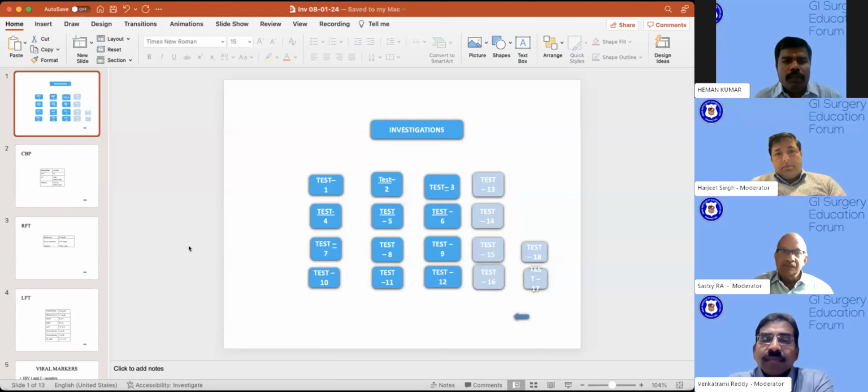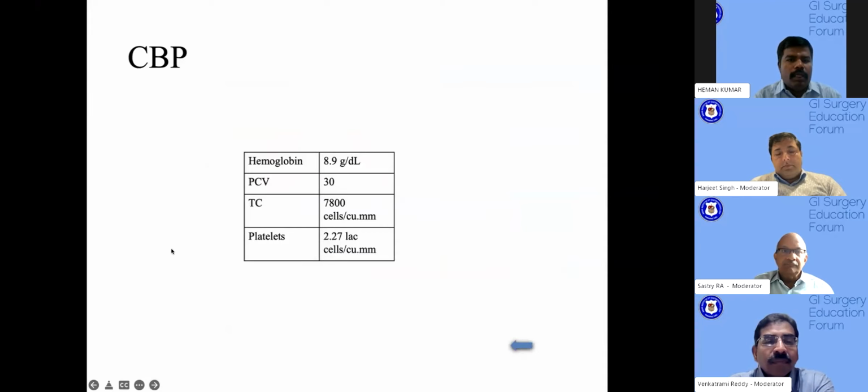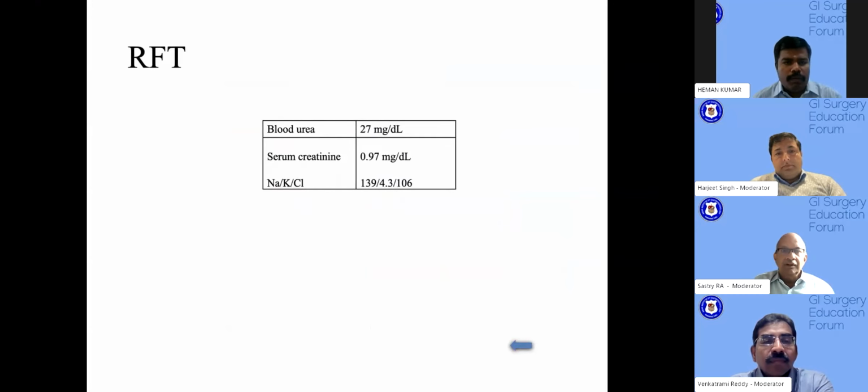So I would like to have complete hemogram first. Her hemoglobin is 8.9, packed cell volume is 30, total count is 7,800, and platelet is 2.27 lakh, and she's anemic, sir. Then I would like to have a RFT with serum electrolytes.